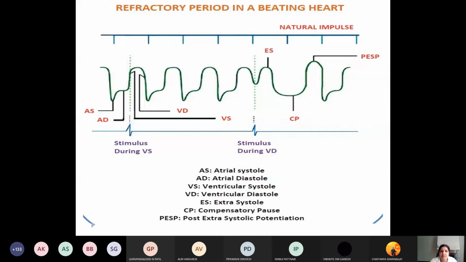You just remember here, the extrasystole occurs whenever any stimulus falls. Stimulus means, in the human heart, it's always an extra pacemaker tissue that generates an impulse, and that falls on the relative refractory period of the previous systole, which gives rise to extrasystole. Clear? That is one point. Second point, this extrasystole is always followed by compensatory pause.